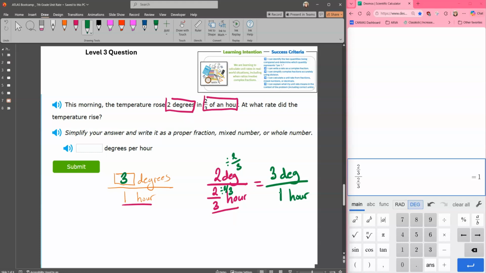I can reword this in this format. So I've got 3 degrees per, I'm not going to write the 1 hour. So my answer to this one is 3. There we go, my friends.